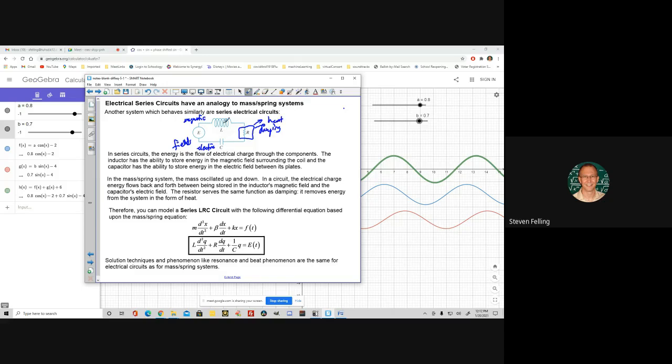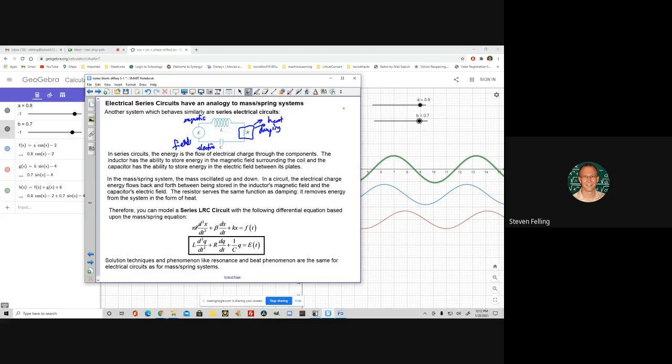And that, therefore, is the reason why you can represent a series inductance, capacitance, resistance LC or LRC circuit using this differential equation. So we have a second derivative term, a first derivative term, and then a variable term. The driving function over here is whatever is causing the voltage to change in a time-varying manner. So it's a function of time.